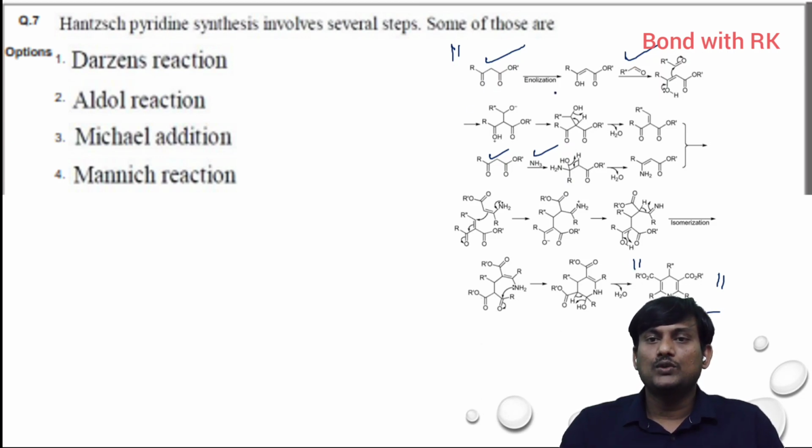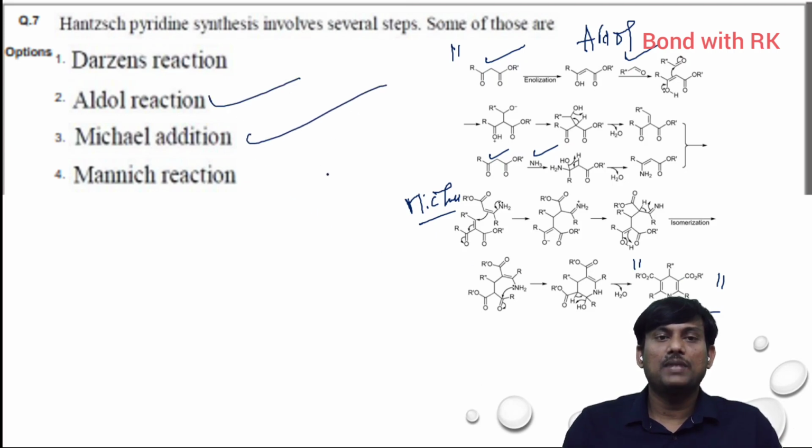Here, in the first step, there is enolization. This enol form attacks on the carbonyl compound. So this one is aldol reaction, and here there is a condensation. So it's aldol condensation. And second, beta keto ester reacts with ammonia, and there is a formation of this molecule, and there is a 1,4 addition type attack. It's a Michael addition, and finally you will get pyridine. So in this reaction, you can find aldol reaction and the Michael addition reaction. Darzens you cannot find, and also Mannich reaction you cannot find.